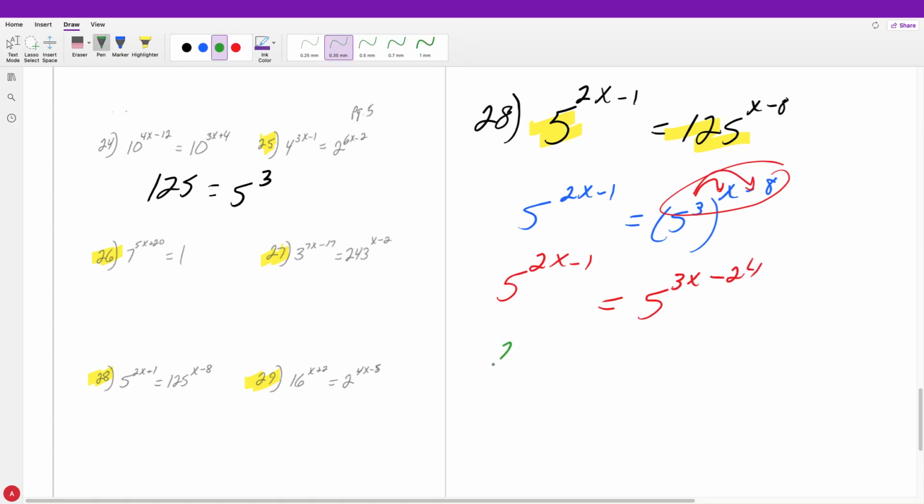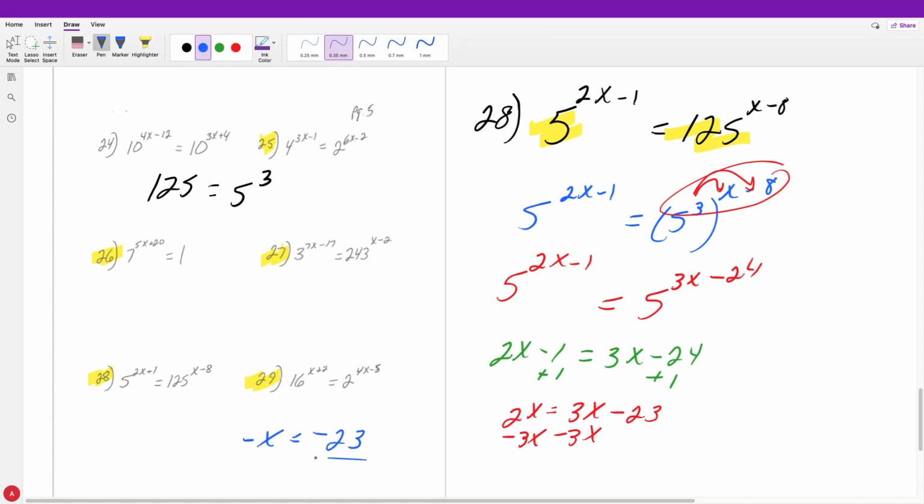We have our like bases, so we set our powers equal to each other. That's the only way that they can actually be equal. So I'm going to add over 1. The answer key for this one was incorrect. So I get 2x is equal to 3x minus 23. So I'm going to then subtract over 3x from both sides. So the negative x is equal to negative 23, and divide each one by negative 1. So x is then equal to a positive 23, not 25 like I wrote on the answer key.